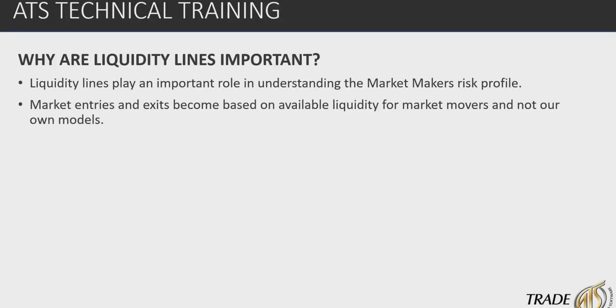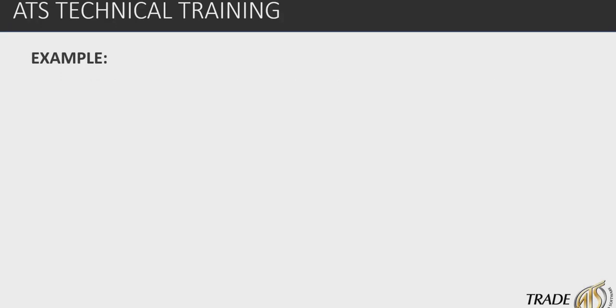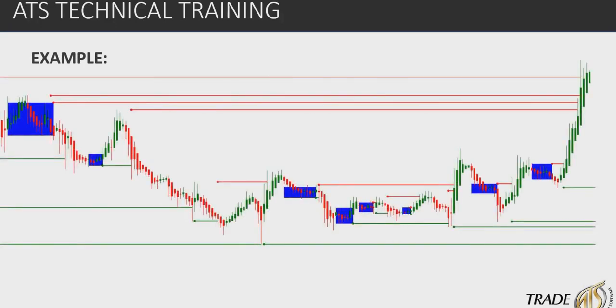Market entries and exits become based on available liquidity for market movers and not our own models. When we're using liquidity lines for our analysis and seeing how price interacts with those levels, those are sensitive levels for big money movers. So it keeps us focused on the people that are actually going to move the market, so we can tag along and figure out what they're doing. Let's take a look at an example. Let's take a look at this section of market here.